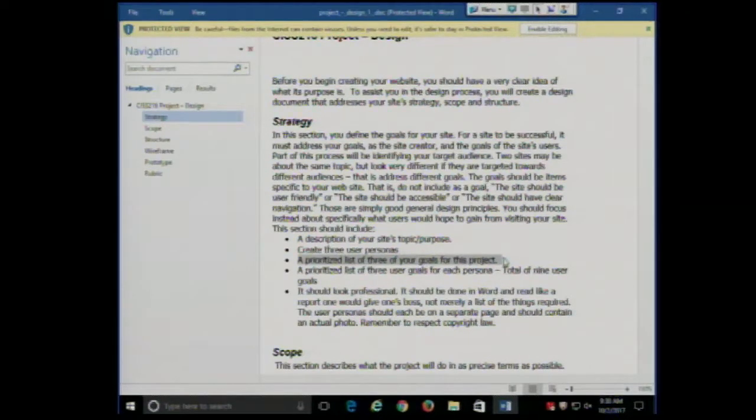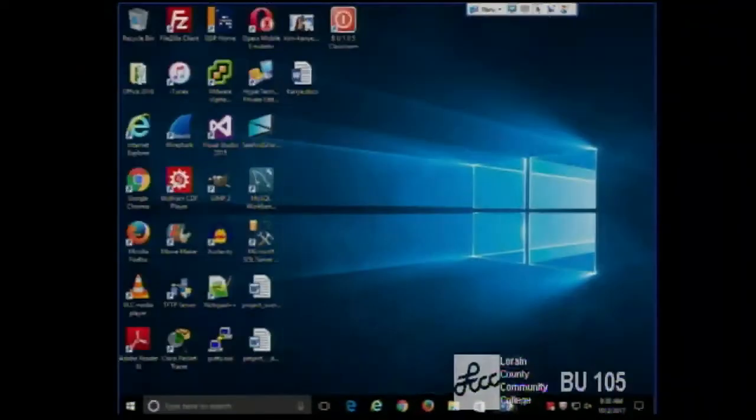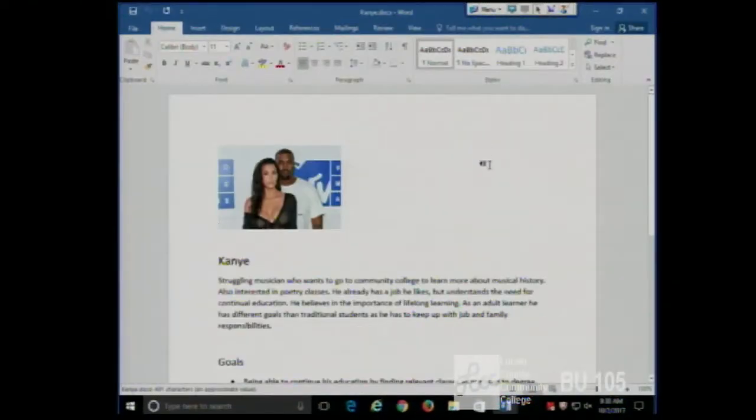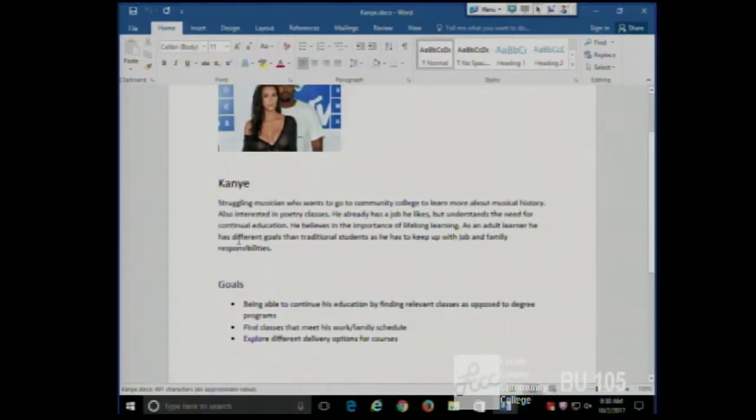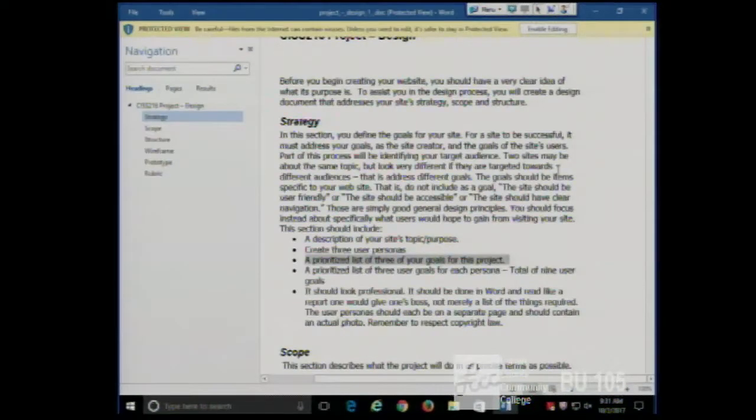So that's the first section. What do we have? We have a paragraph describing the site, we have 3 user personas, something like this, where we have a description of the persona and we have 3 goals for them. And then finally, we have goals of the maker of the site, what your goals are, putting yourself in their shoes.